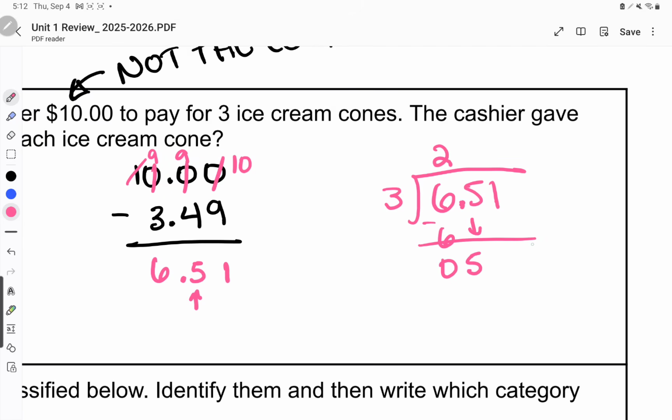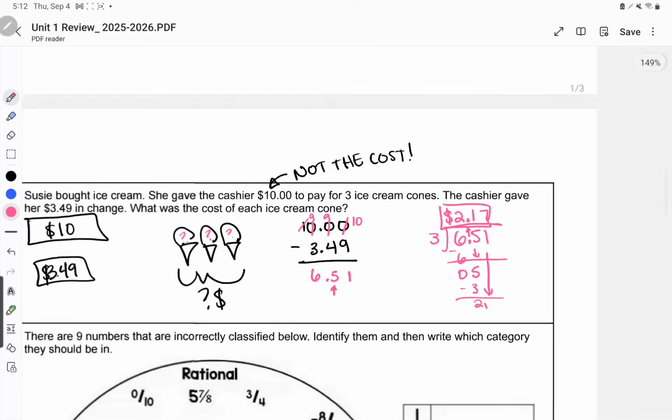Drop down the 5. 3 goes into 5 1 time. 1 times 3 is 3. Subtract, and that gives us 2. Drop down the 1. 3 goes into 21 7 times. Bring that decimal straight up. Each cone costs $2.17.